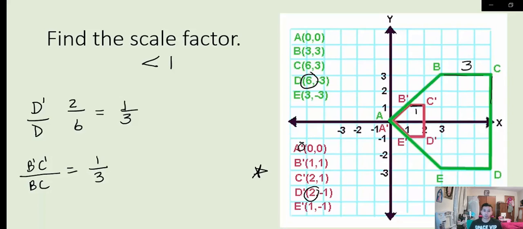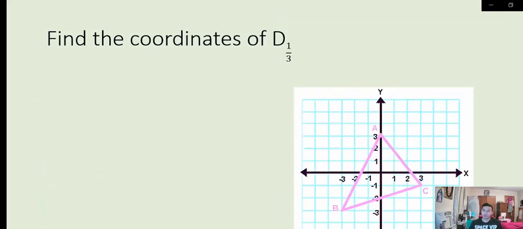So if they are proportional, you can check C prime D prime is 2, and then you go down to CD, that is 6, which is equivalent to 1/3. Okay, so make sure that the sides are proportional. So find the coordinate of D with this dilated scale factor of 1/3.